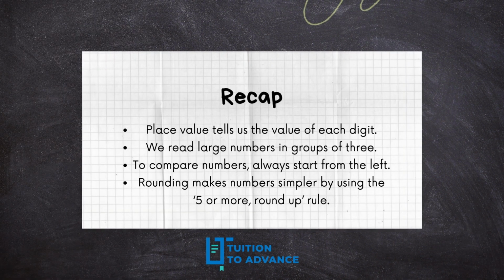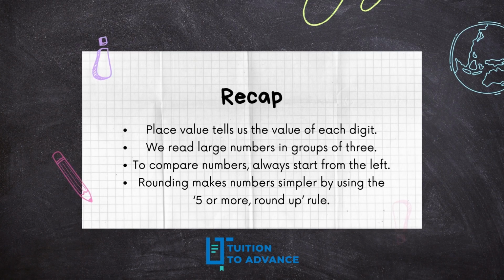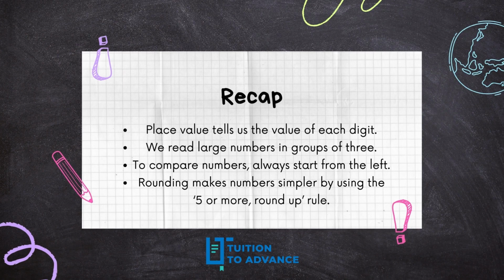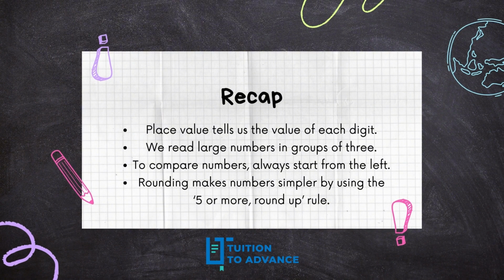Let's quickly recap what we learned today. Place value tells us the value of each digit. We read large numbers in groups of 3. To compare numbers, always start from the left. Rounding makes numbers simpler by using the 5 or more round-up rule.